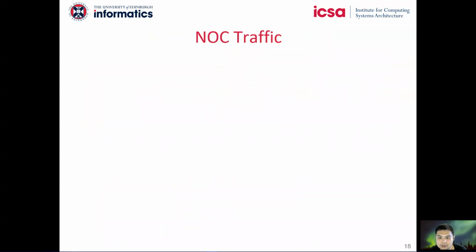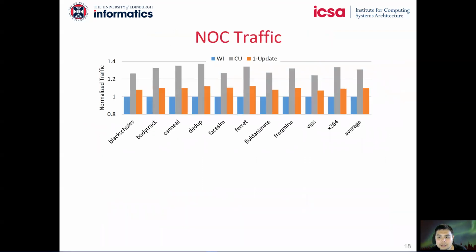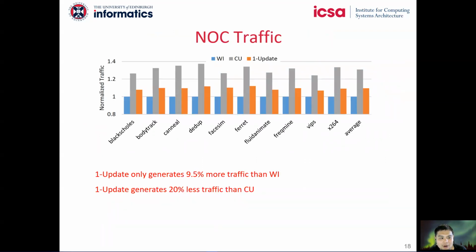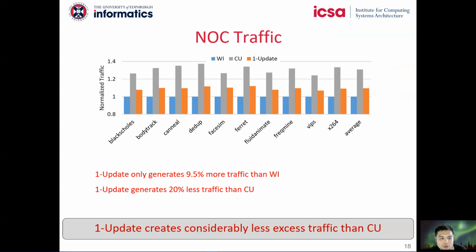And then let's take a look at the evaluation of NoC traffic. So basically, one update only generates 9.5% more traffic than the baseline WI, but at the same time, it generates 20% less traffic than CU. To summarize, one update creates considerably less traffic than CU.